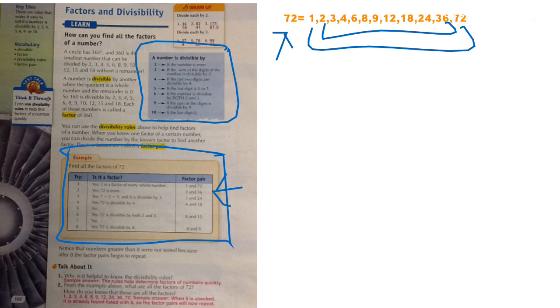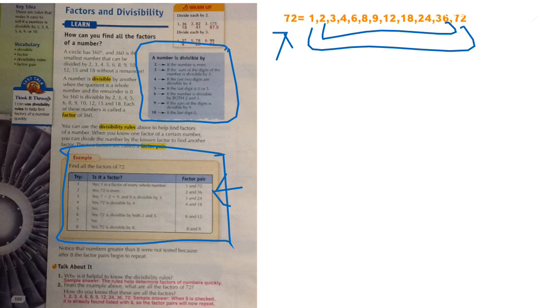If you read through the list of divisibility rules, it's pretty self-explanatory. You would just use those rules to determine if the number is divisible by that number. And if you know one factor, then you can figure out the other factor in the factor pair by simply dividing by that number.